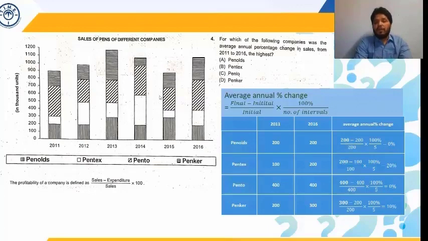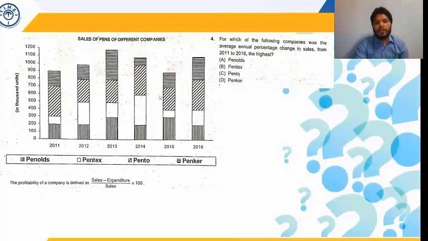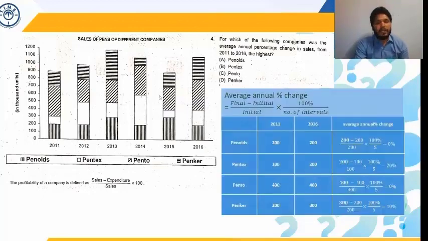So the question here was, for which of the following companies was the average annual percentage change in sales from 2011 to 16 the highest? It is going to be for Pentex, which is 20%. So option number B is going to be our answer. I hope it is clear to everyone.